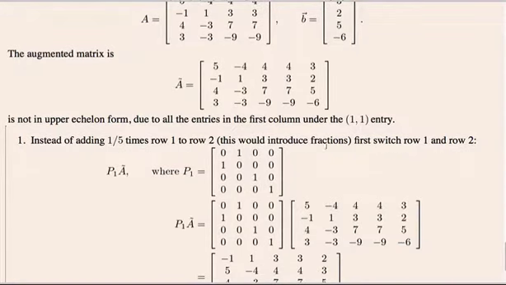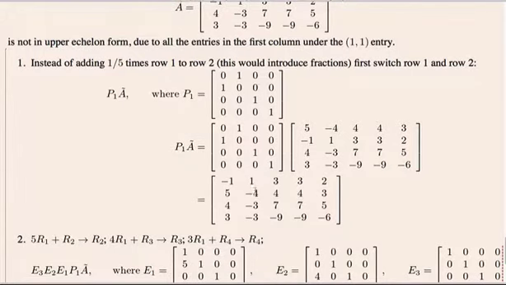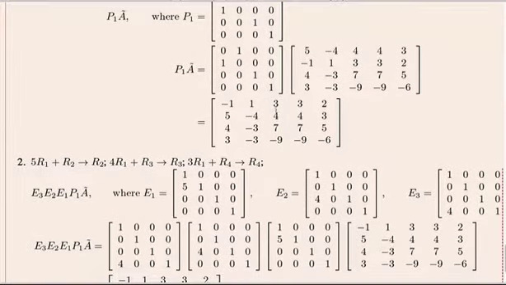This can be avoided by switching, for example, the first row with the second row. So that would be permutations. The first row switched with the second row. So we have the identity matrix modified so that we have this one and this one there. And then if you interchange the first row with the second row, that would be the permutation matrix multiplied by A tilde, then we get -1, 1, 3, 3, 2, and then 5, -4, 4, 4, 3 in the second row. And now look at what happens here.